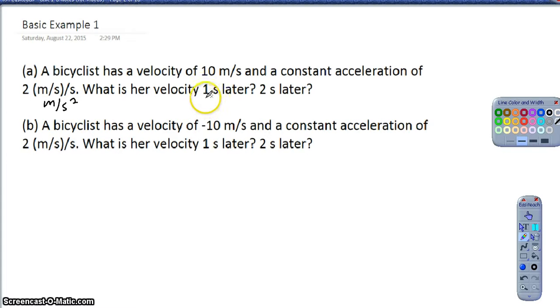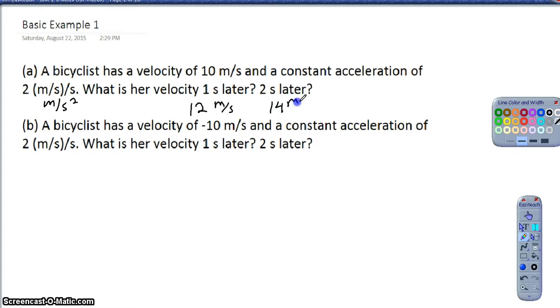Acceleration means every second it's telling us how much we changed the velocity by. So for this instance, hopefully this is pretty easy, but if we start with a velocity of 10 meters per second and we have an acceleration of 2 meters per second per second, then 1 second later we've changed by 2 meters per second. So 1 second later we would be moving 12 meters per second. 2 seconds later, well, for each of those seconds we've changed by 2 meters per second.